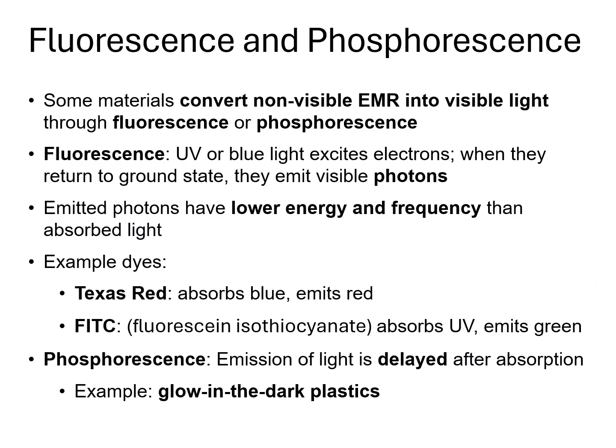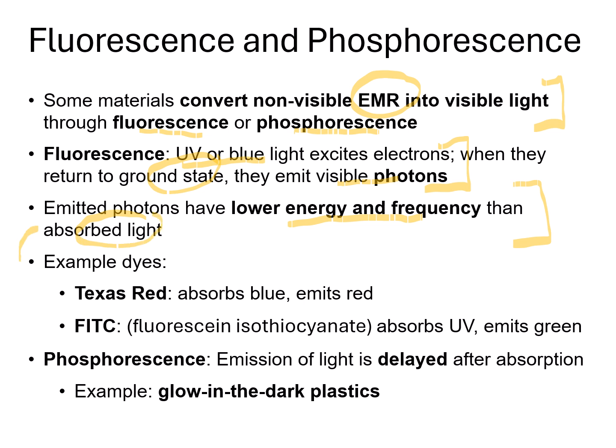Some materials can convert non-visible electromagnetic radiation into visible light, and that happens through fluorescence or phosphorescence. Fluorescence is when UV or blue light excites the electrons of the material, and these electrons move to a higher energy state. When they come back to their ground state, energy is released, and that is released in the form of visible photons, light that we can see. These emitted photons have a lower energy and frequency compared to what was originally absorbed.